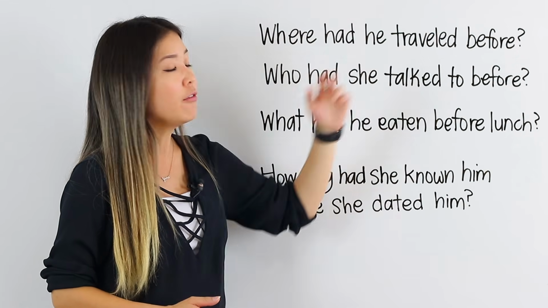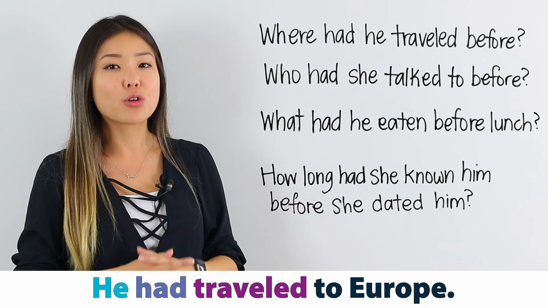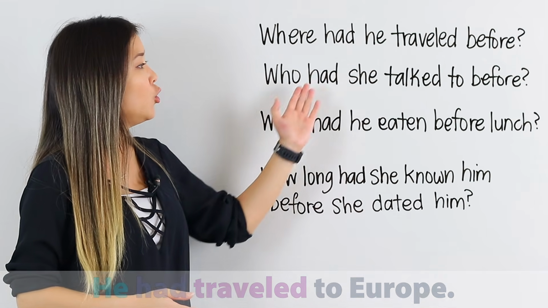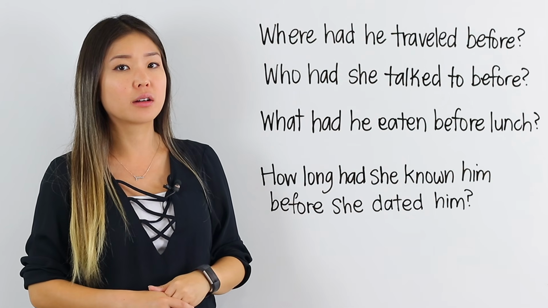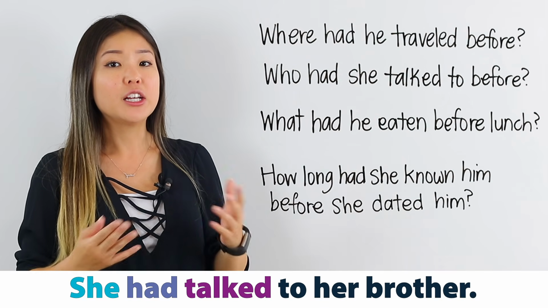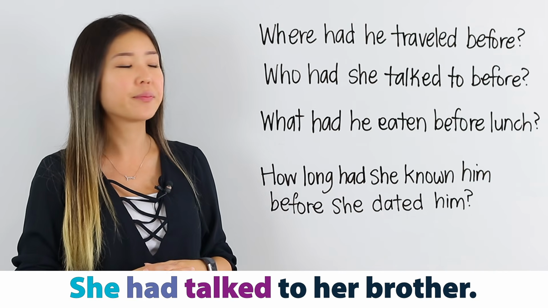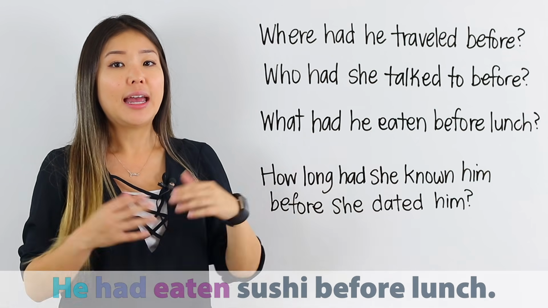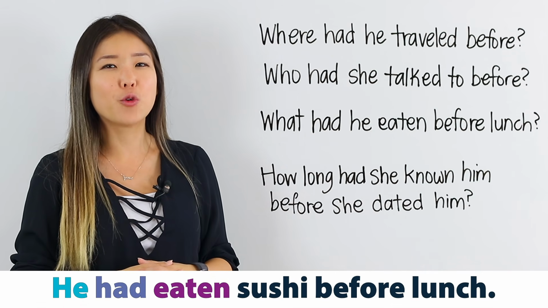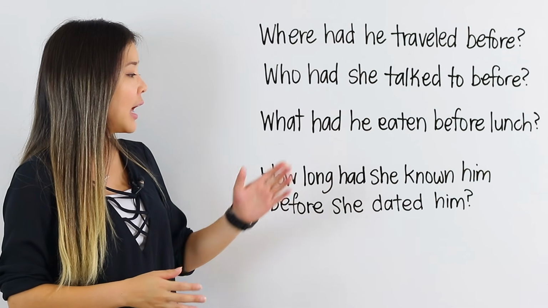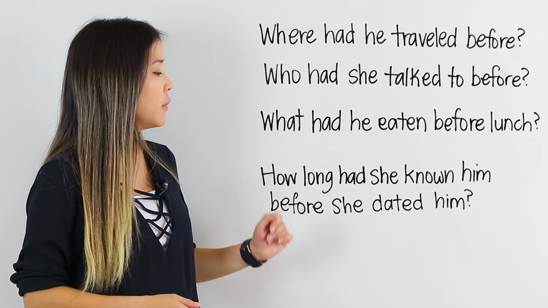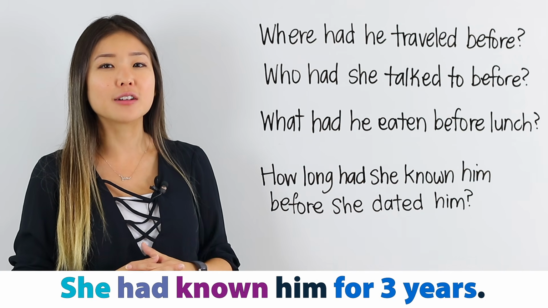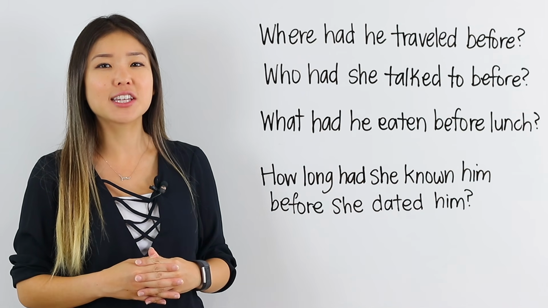Where had he traveled before? He had traveled to Europe is one possible answer. Who had she talked to before? Here, I can say she had talked to her brother. What had he eaten before lunch? He had eaten sushi before lunch. And finally, how long had she known him before she dated him? She had known him for 3 years. That is one possible answer.